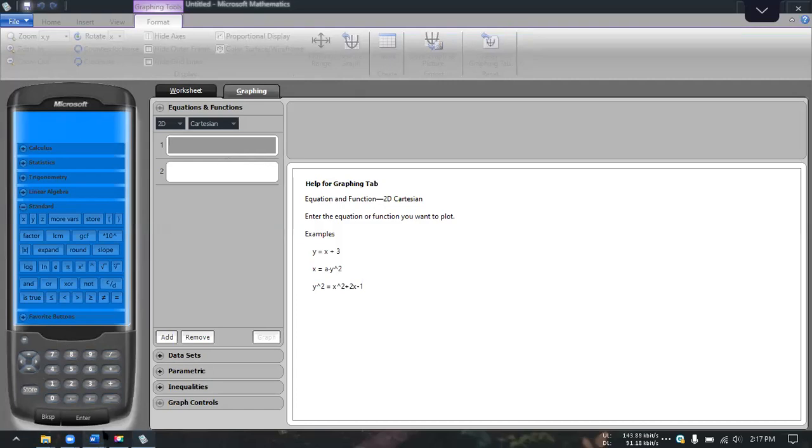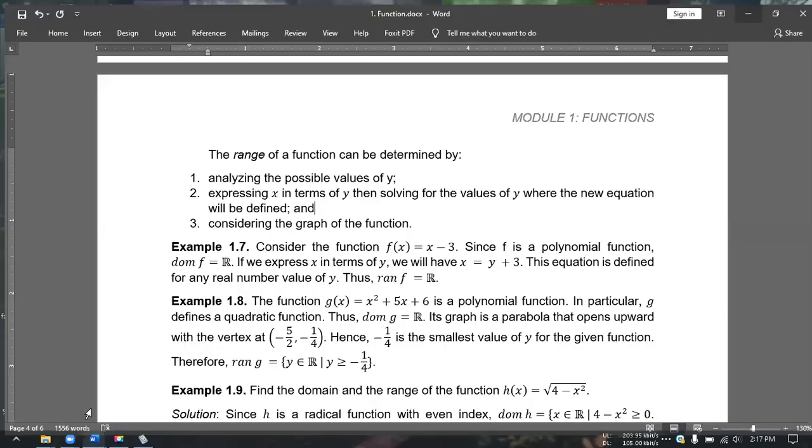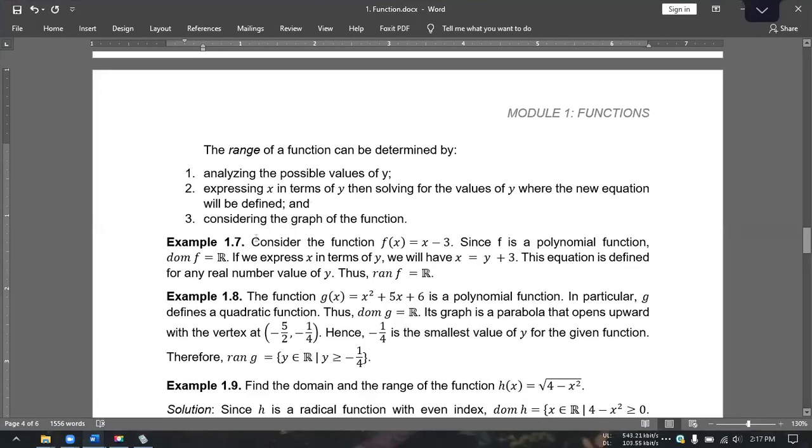So, try natin i-apply ito. Going back to our example, 1.7. Consider the function f of x is equal to x minus 3. Now, since it is a polynomial function, we can just say that its domain is the set of all real numbers. And if we express x in terms of y, same thing. For every value of y, there is only one value of x. Therefore, madali natin masabi na ang range natin is also the real numbers.